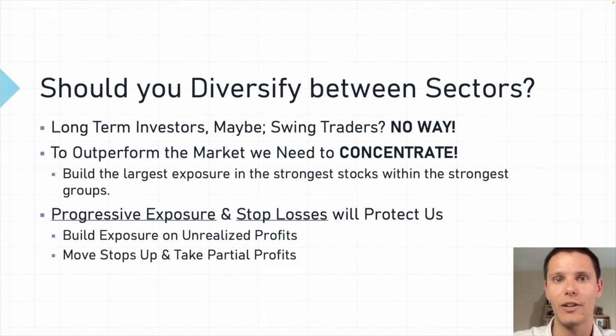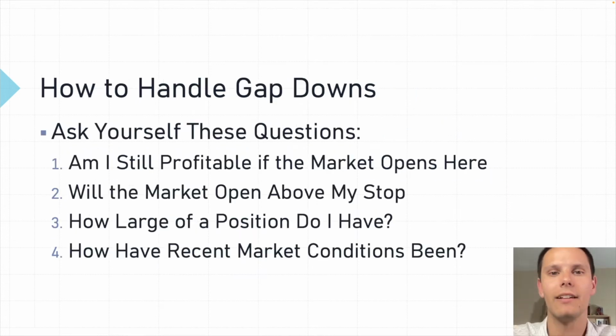And then I can take more trades in the market and still have less exposure, but still a little bit more. So to recap this slide, we do not want to diversify between sectors. As swing traders, we want to focus on the strongest stocks in the strongest groups, then use progressive exposure and rely on our stop losses to protect us. Now to the third question, how to handle a gap down in a stock that you already own.